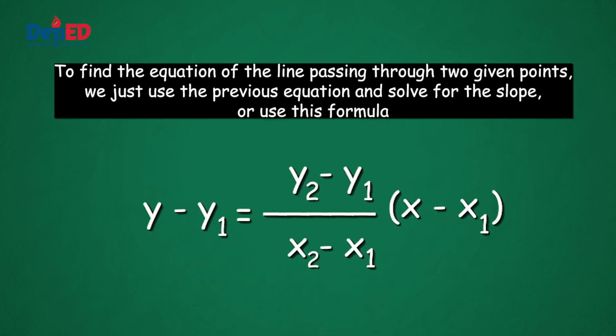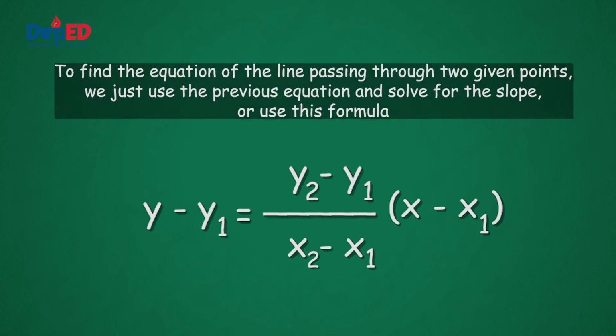Lastly, to find the equation of the line passing through 2 given points, we just use the previous equation and solve for the slope, or use this formula.